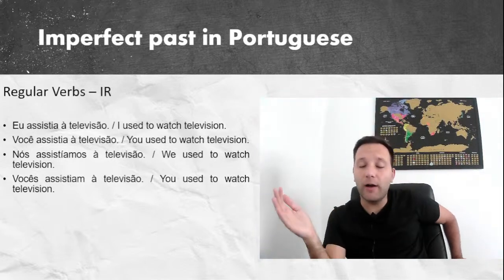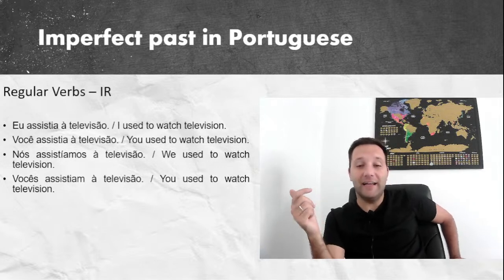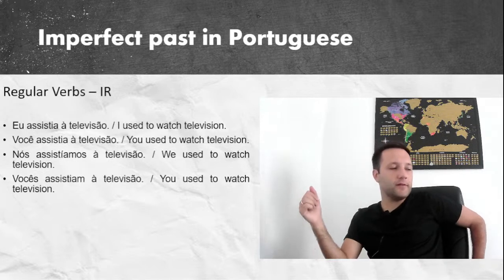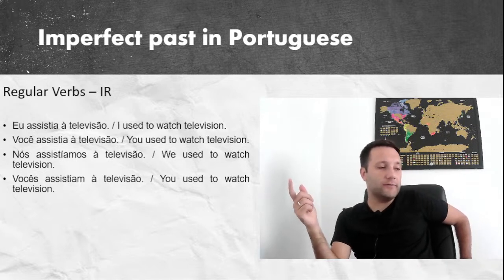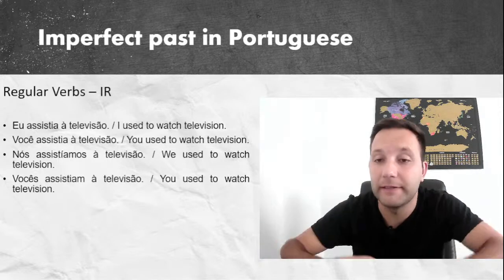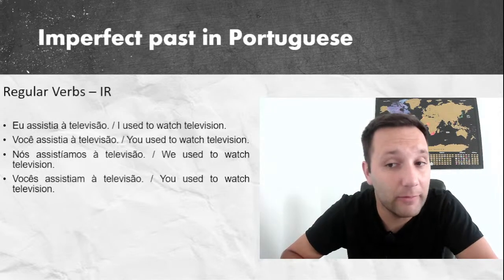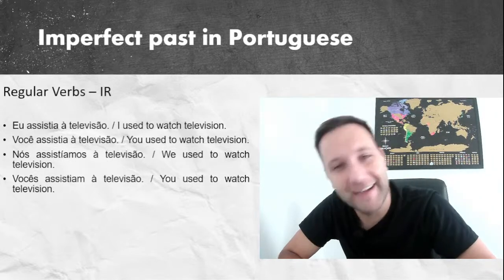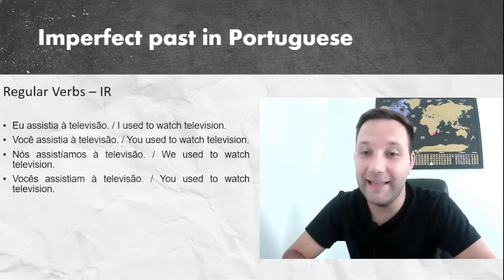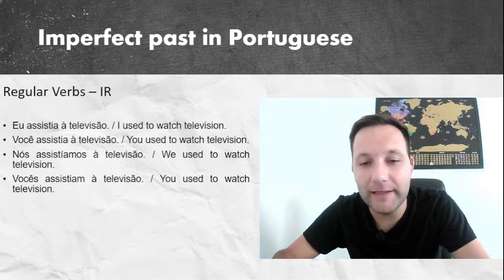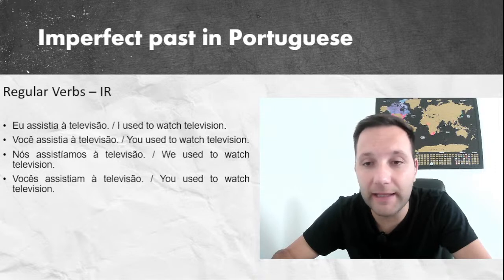Here we have to watch. Assistir. I used to watch. Eu assistia. So, other verbs that end in ir. Abrir. Abrir is to open. I used to open. Eu abria. How do we do you, he and she? Você abria. Ele abria. Ela abria. Always the same standard here. It's easy. When you learn how to conjugate, it becomes pretty easy.